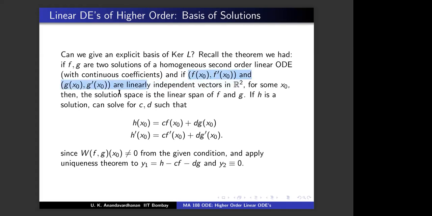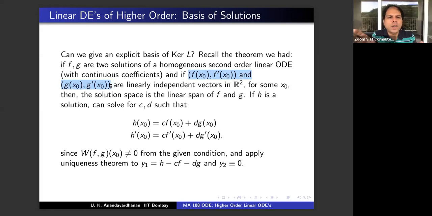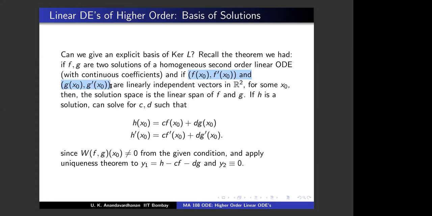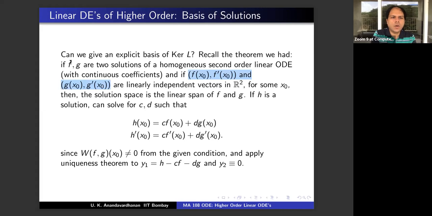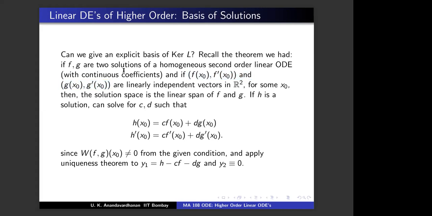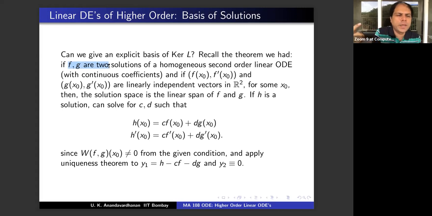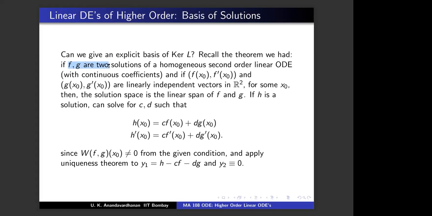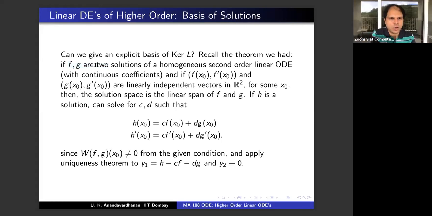Instead of this line, what I am highlighting, if you want a theorem for n equal to 3, what should be your hypothesis? F of x naught, f dash of x naught, g of x naught, g dash of x naught, and h of x naught, h dash of x naught. Yes, and h double dash. You are absolutely right. So instead of f and g being two solutions, what should be your starting point? F, G, H are three solutions.